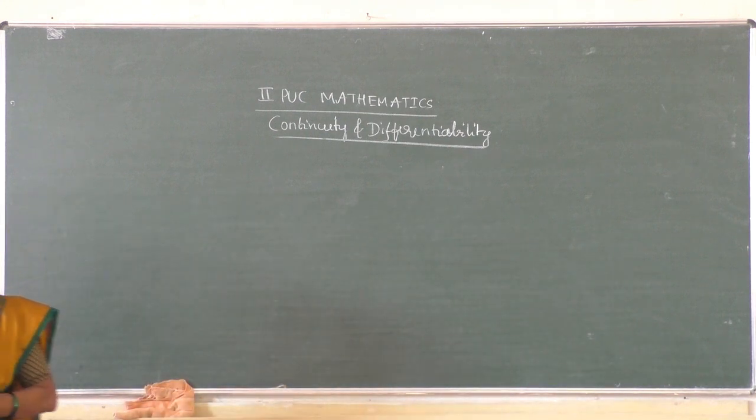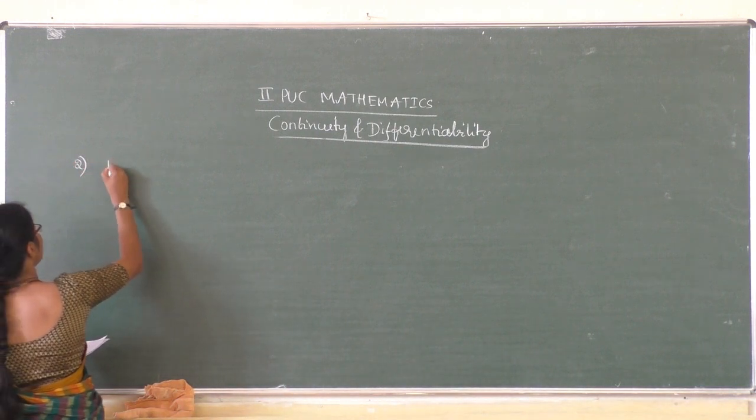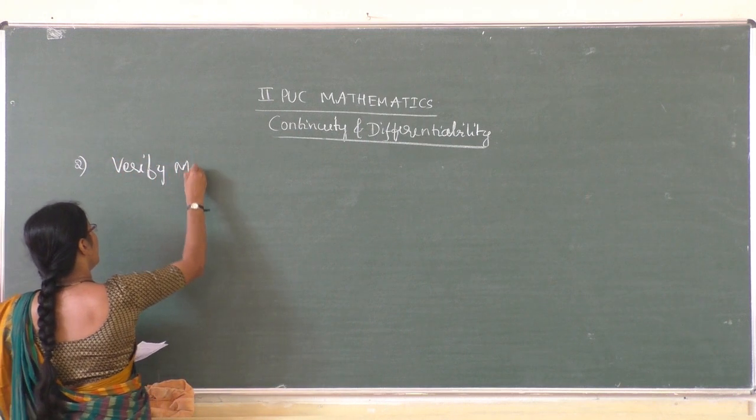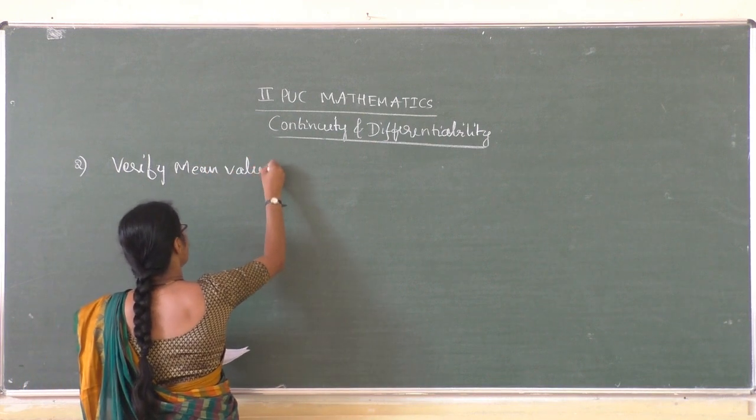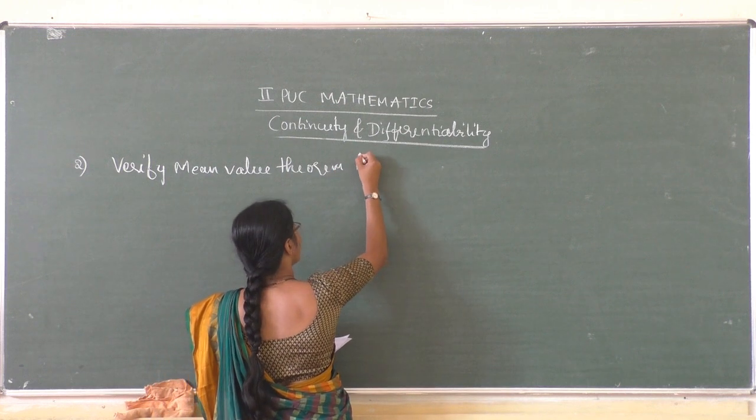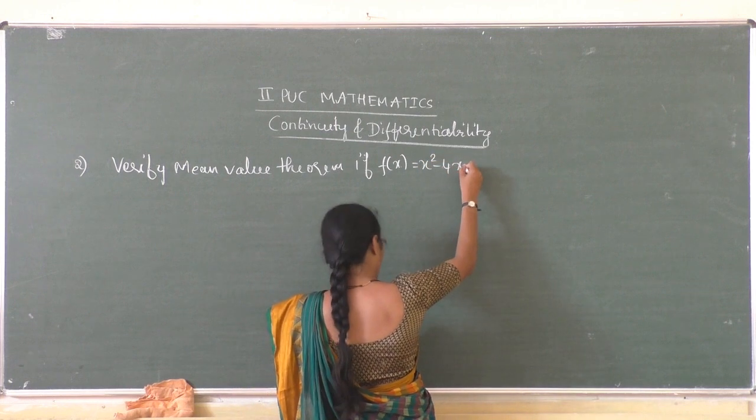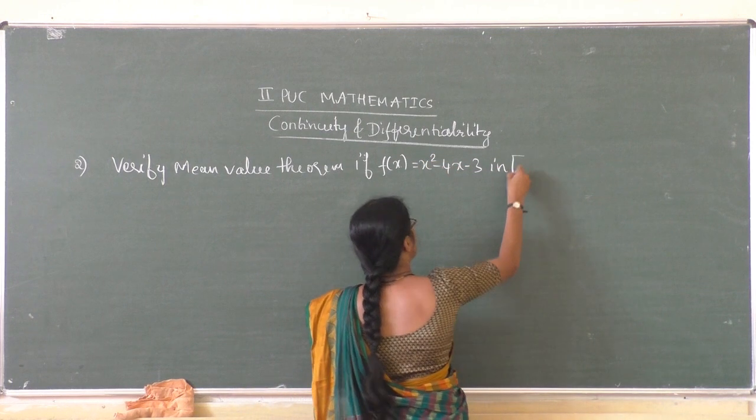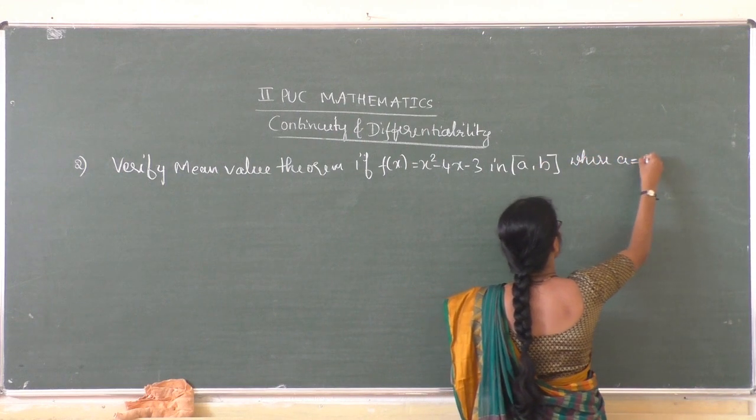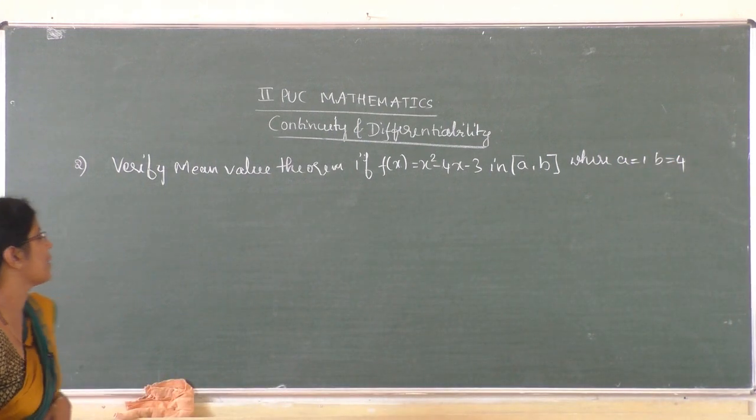Okay, that is mean value theorem. Verify mean value theorem if f of x is equal to x square minus 4x minus 3 in closed interval a comma b, where a is equal to 1, b is equal to 4.